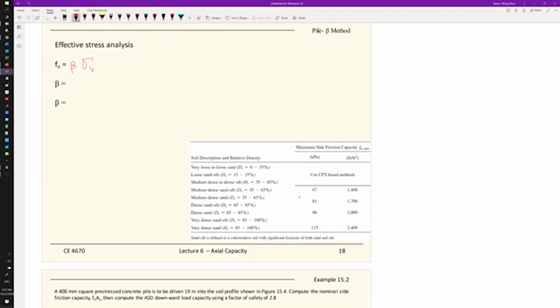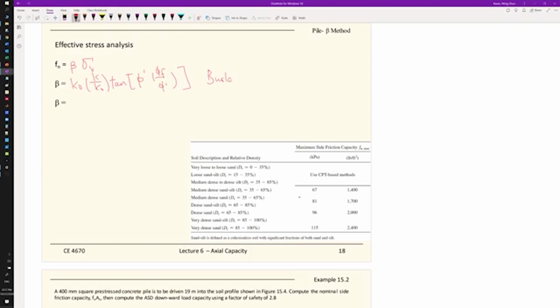So, for example, Burland, 1973, came up with beta equals K naught divided by K, over K naught. So this is the lateral earth pressure, and K naught is kind of like a soil property. And then the rest is the lateral earth coefficient and tangent phi times the ratios again. So this is an approach to find out beta, and this is from Burland.